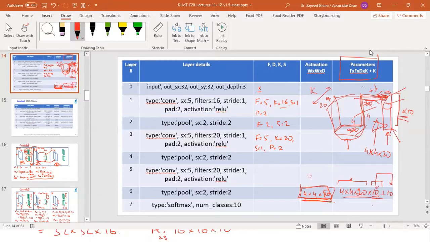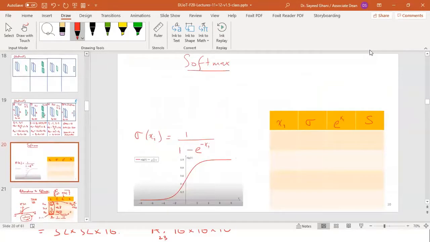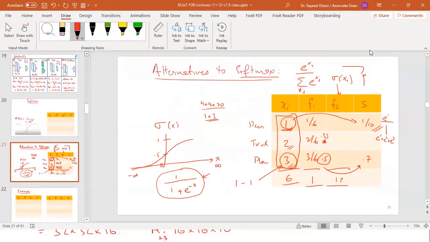So that gives you an idea of what softmax is. And the alternatives that are discussed are not real alternatives. Those are just to make you understand what softmax is.